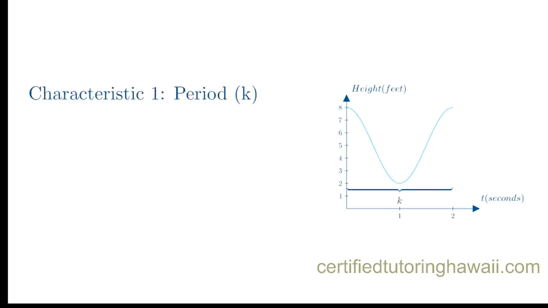Now that we have one cycle of the graph, our learning objective is to describe its key characteristics. Let's look at the graph we just created. The first and most important characteristic is the period, which is the horizontal length of one full cycle. We can see our graph starts at a minimum, goes up to a maximum, and comes back down to a minimum. How long does that take?